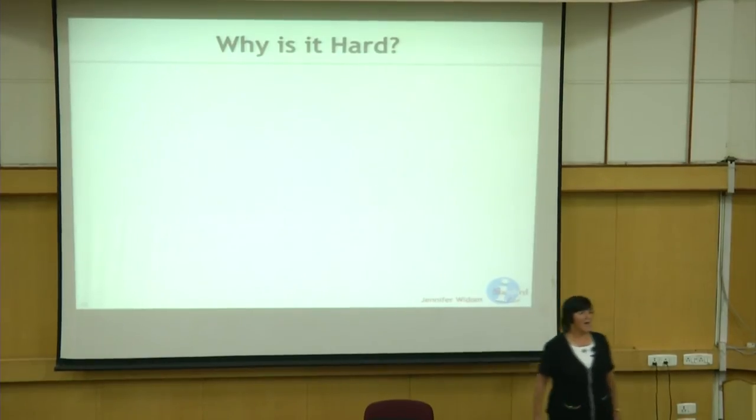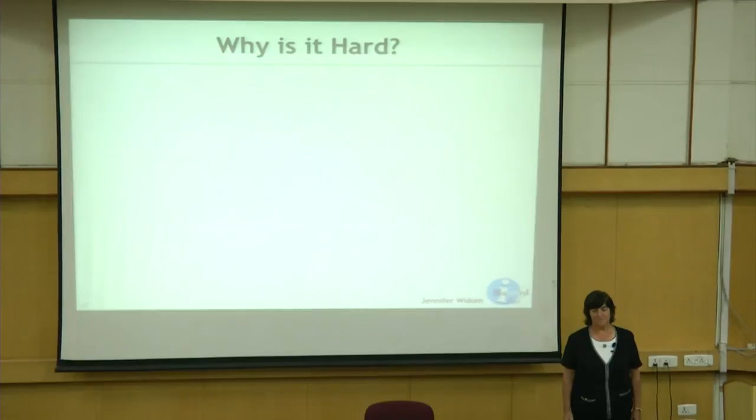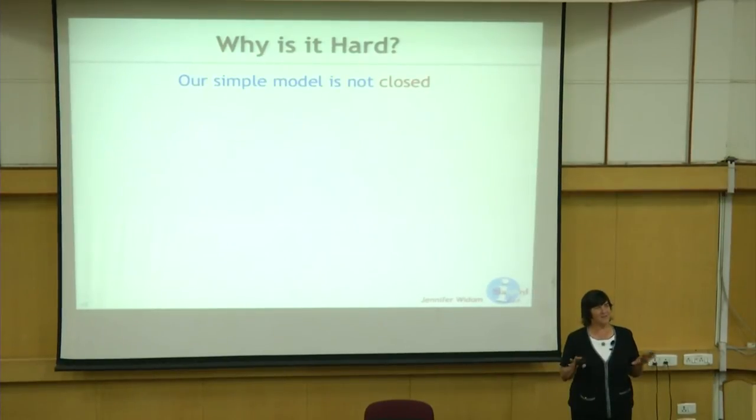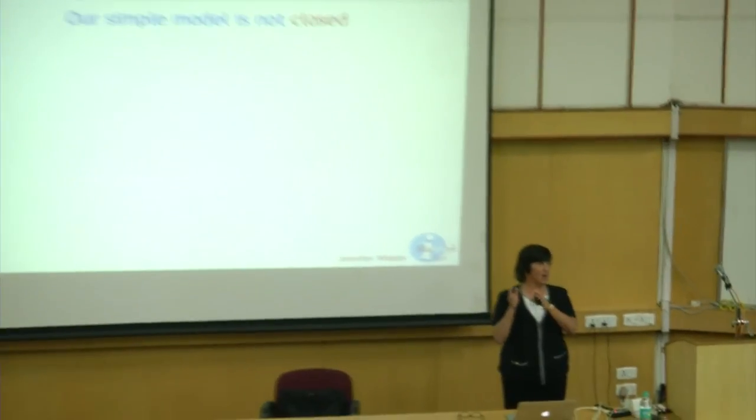Okay. Now, here comes why is it hard? Fundamentally, it's hard because this representation, this model I showed you, is not closed. And the definition of closed says if I have data in my representation and I run a query over that data, I want the answer to also be representable. That's what closure means. That is not true in this model. I can run a query on this data and I can't represent the answer to the query in this representation.